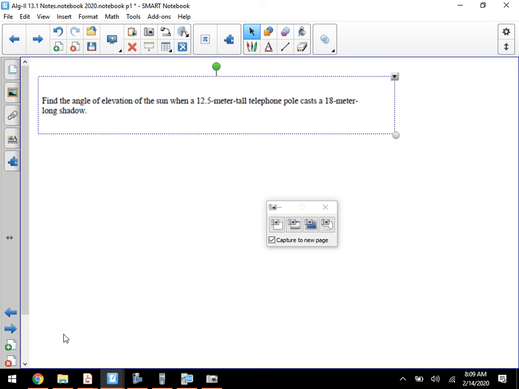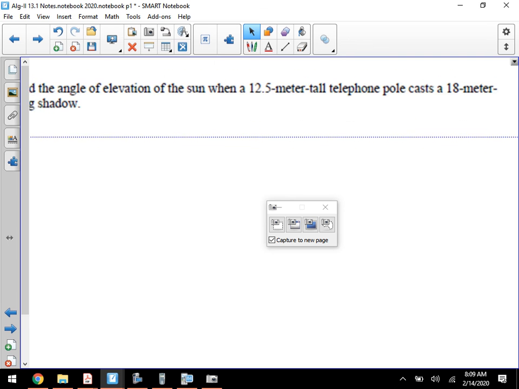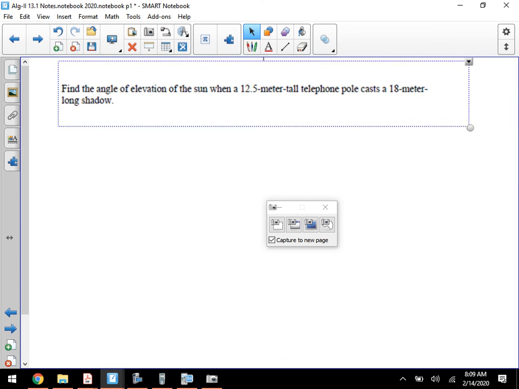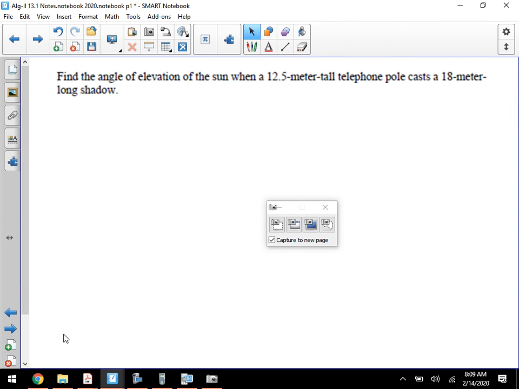Anyway, here's what happens when we get into word problems. Angle of elevation and angle of depression in this class are more or less going to be problems where you just have to draw a picture. Obviously, you probably can't read this, it's no big deal. Find the angle of elevation of the sun when a 12.5 meter tall telephone pole casts an 18 meter long shadow.